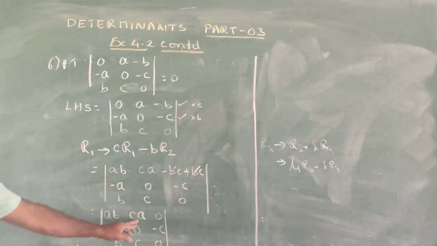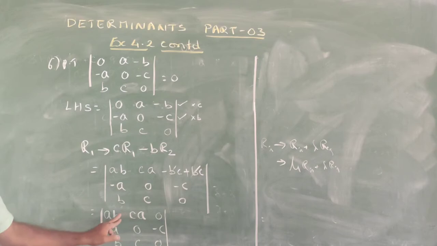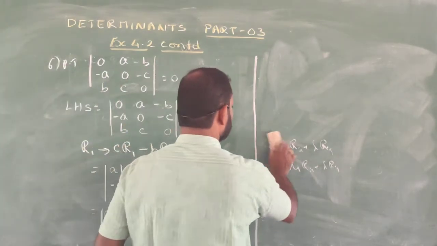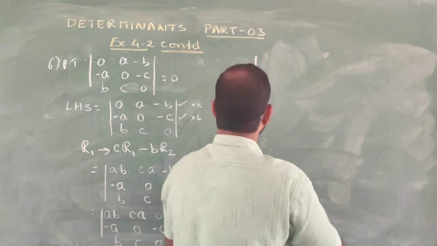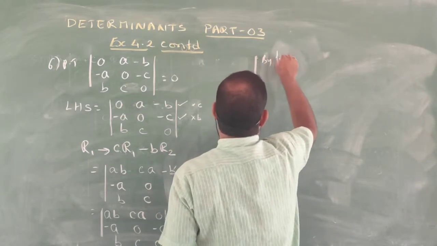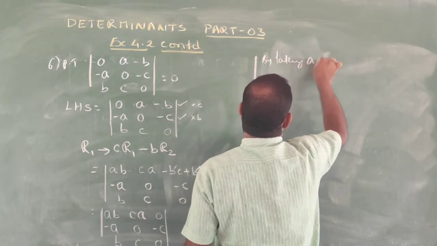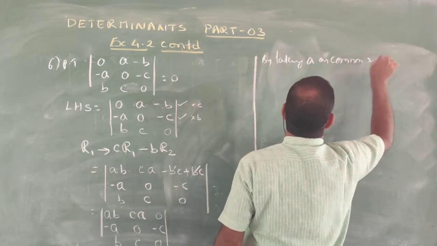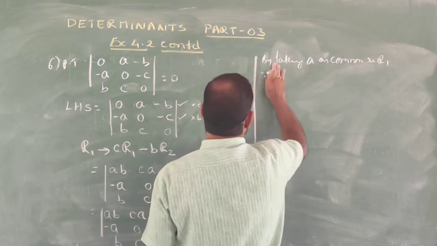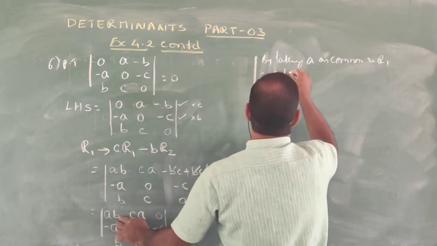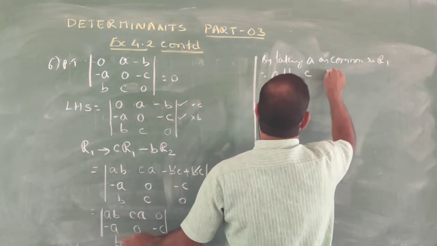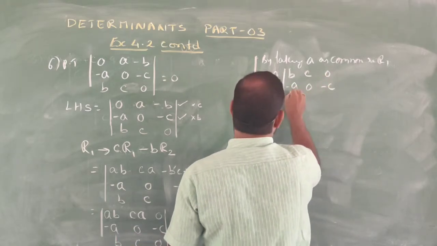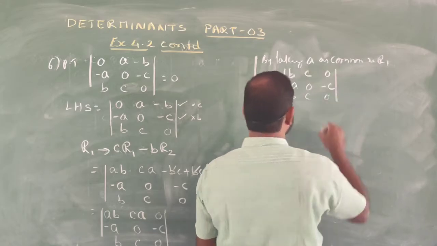Now in this, by taking A as common in R1, we will get A into B, C, 0, then minus A, 0, minus C, then B, C, 0.